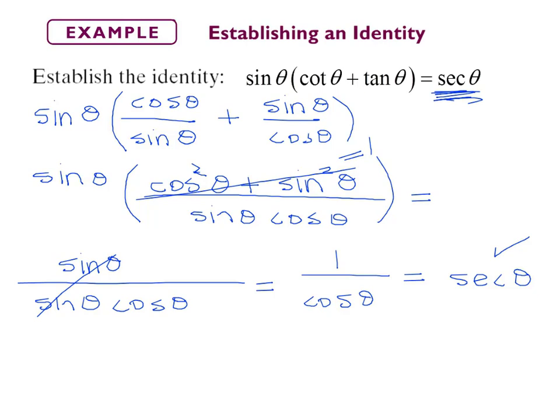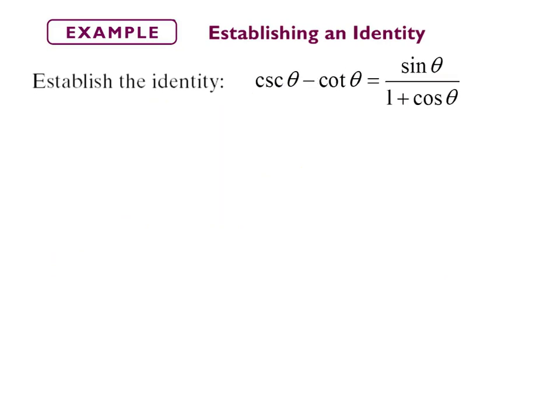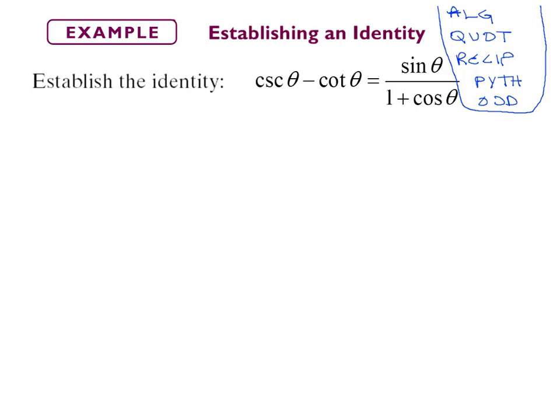We're going to do the next one, and we're going to try to tell the reasons for it. There are a few reasons that Alex will give you. One of them is algebra. Sometimes the reason we're doing something is just because we can do it with algebra. Sometimes it's quotient. I'll tell you what the differences are. Sometimes it's reciprocal. Sometimes it's Pythagorean. And I think you also have an option of odd-even. So these are the different options we have.